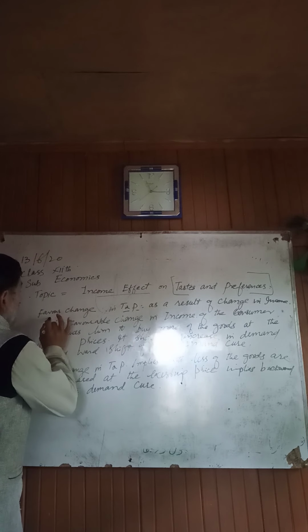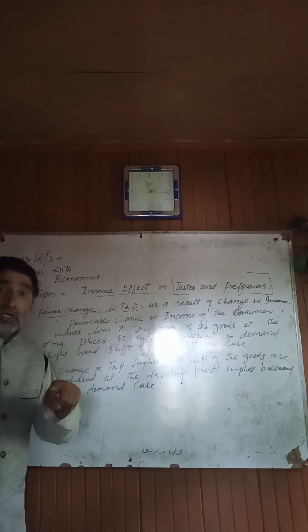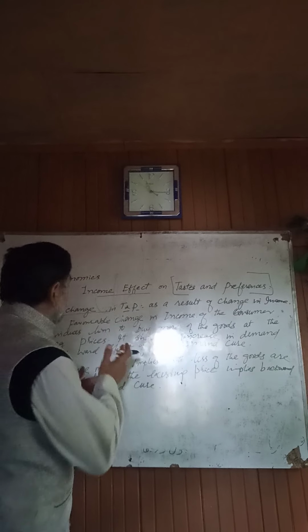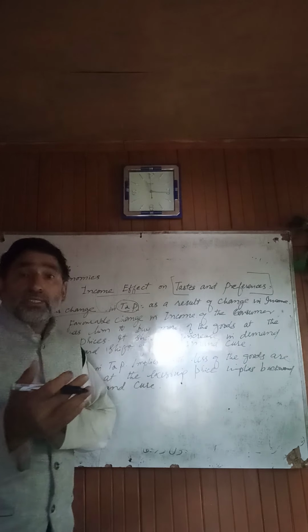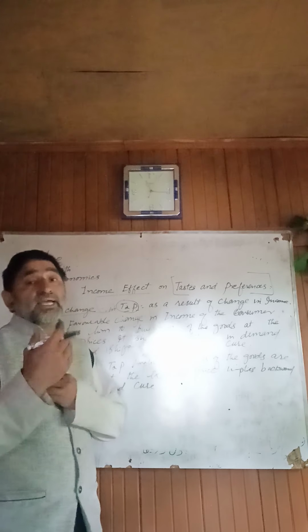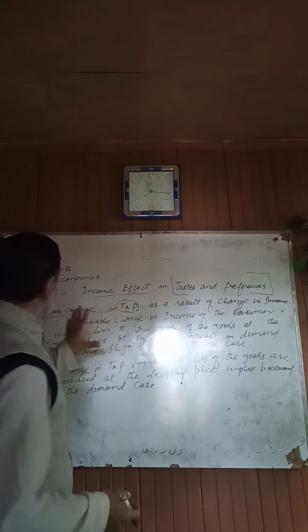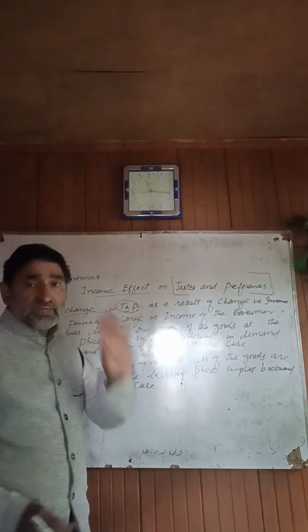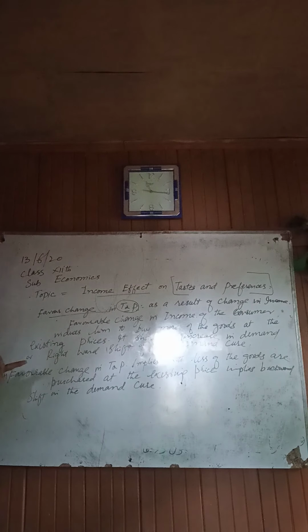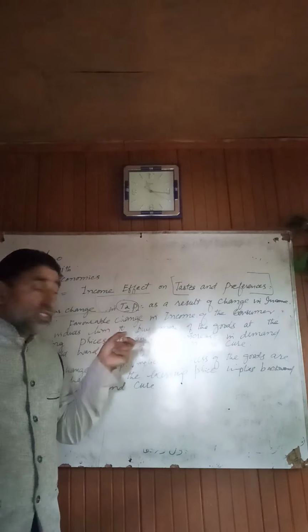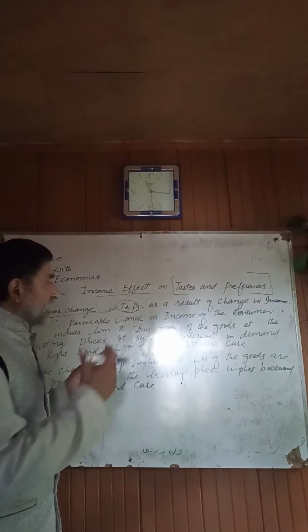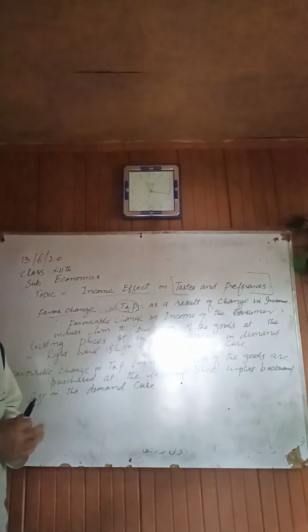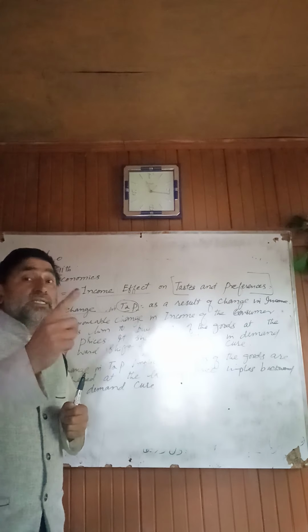Now, in case of change in income of the consumer, if it is a sort of favorable change in his tastes and preferences, it will result in increase of the goods which he is going to purchase at the existing prices. Or in other words, when there occurs a favorable change in tastes and preferences of the consumer as a result of change in his income, what will happen? These changes will induce the consumer to buy more of the goods at the existing prices, and it will show an increase in the demand of the goods, and there will occur a rightward shift in the demand curve of the consumer.